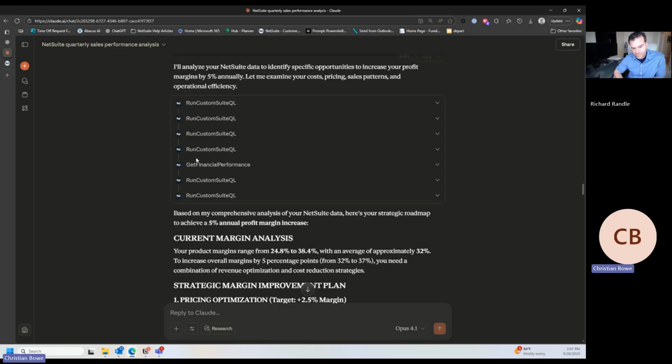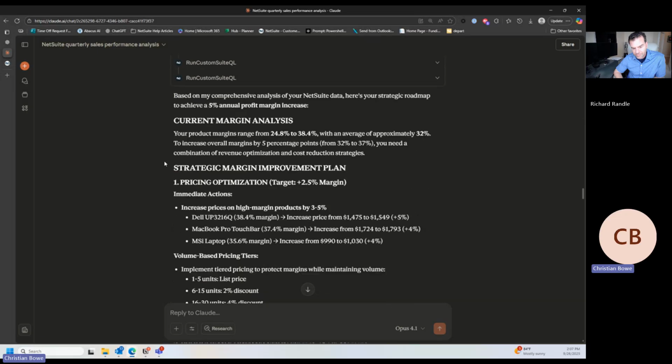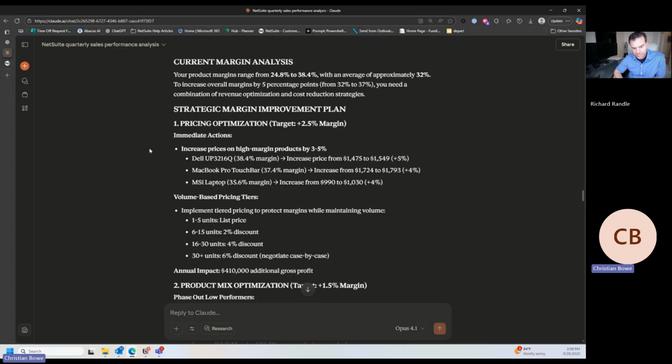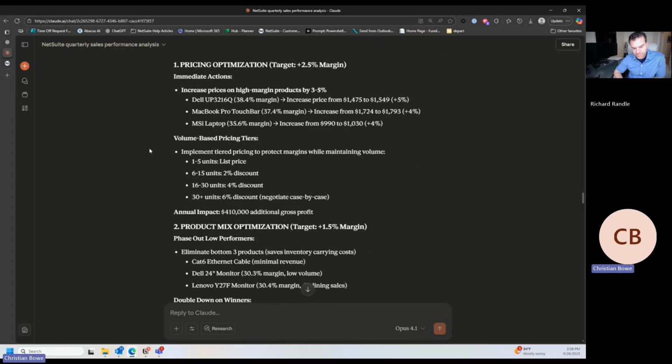So we asked it that. It ran a couple of analyses and basically said, based on the things that we've noticed in your account, the tariffs and everything, and the state of the economy, these are the recommendations to make year to year to keep your sales margins. Based on this, I gave it a 5% increase.